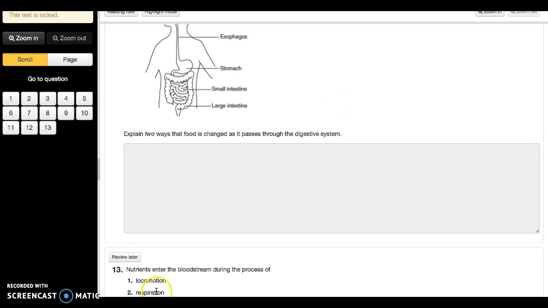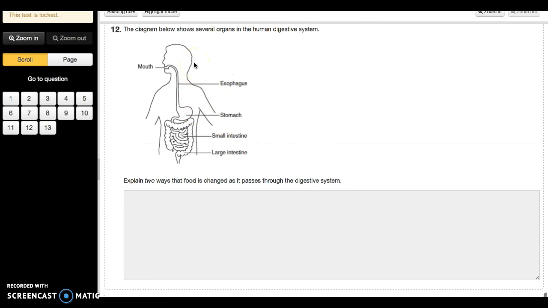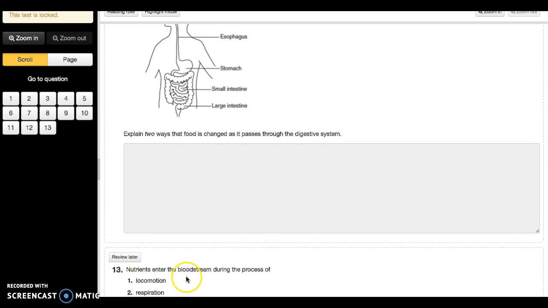And last, the nutrients enter the bloodstream during the process of... again, we haven't talked about this yet, but I did want to see if you guys knew this one. Okay, so the answer to this is absorption, number 4. And again, you can go back up to this picture, the human digestive system. The nutrients are absorbed as it gets digested through the digestive system. So absorption.